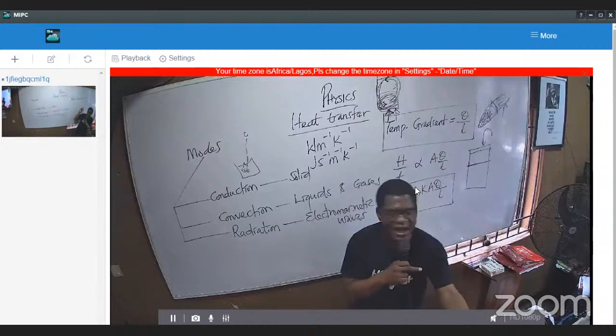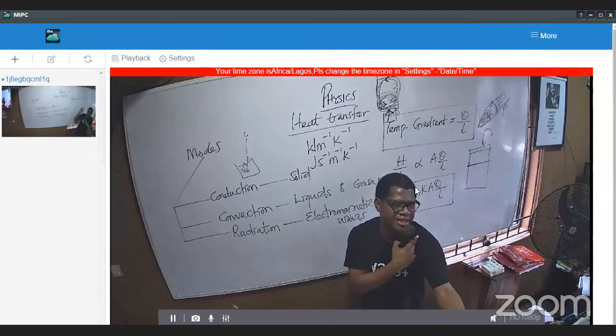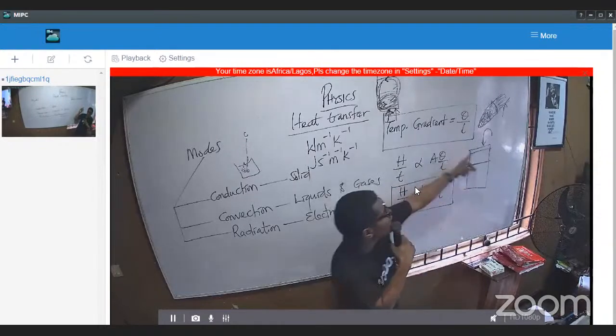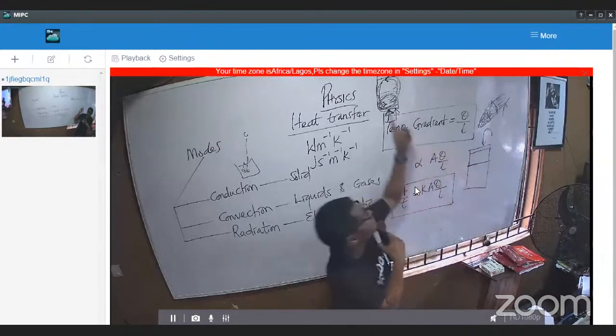It can only flow from here to here. If our head is at a temperature of, let's say, 45, and my display is about 10, then heat will flow from that place to here. That is temperature difference. When are we going to have convection? When we have density difference.